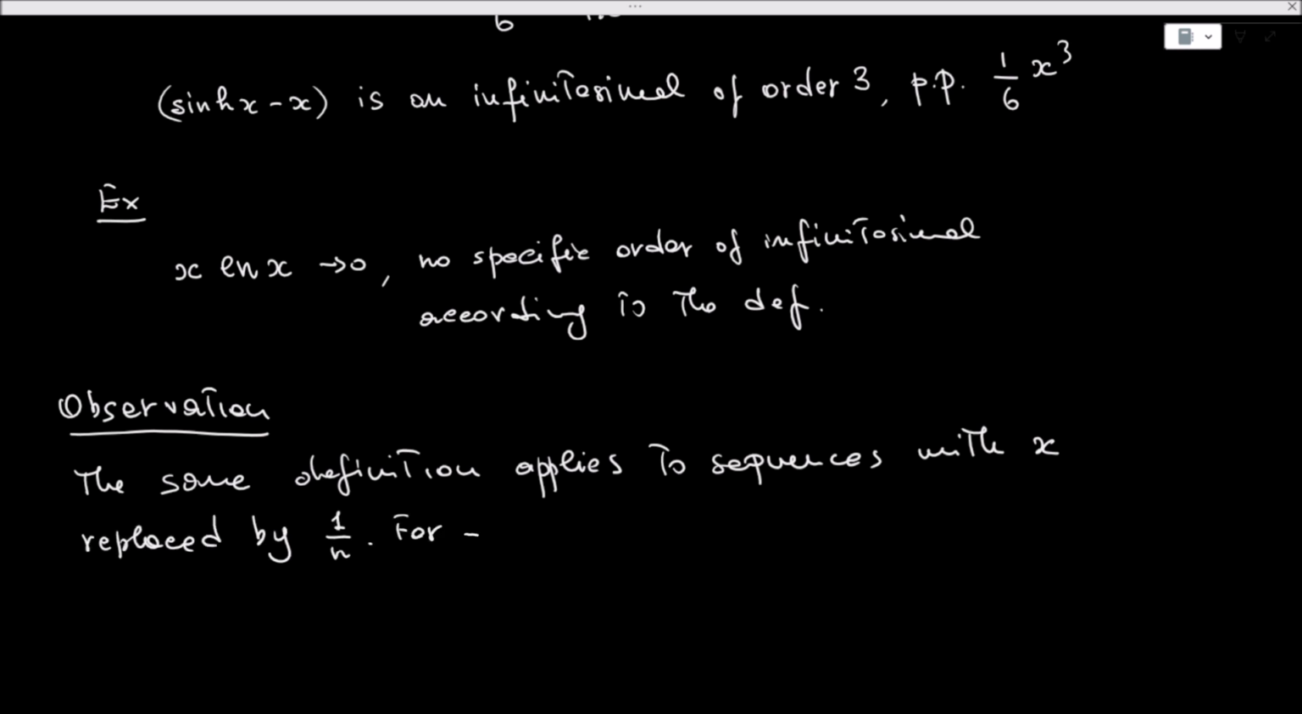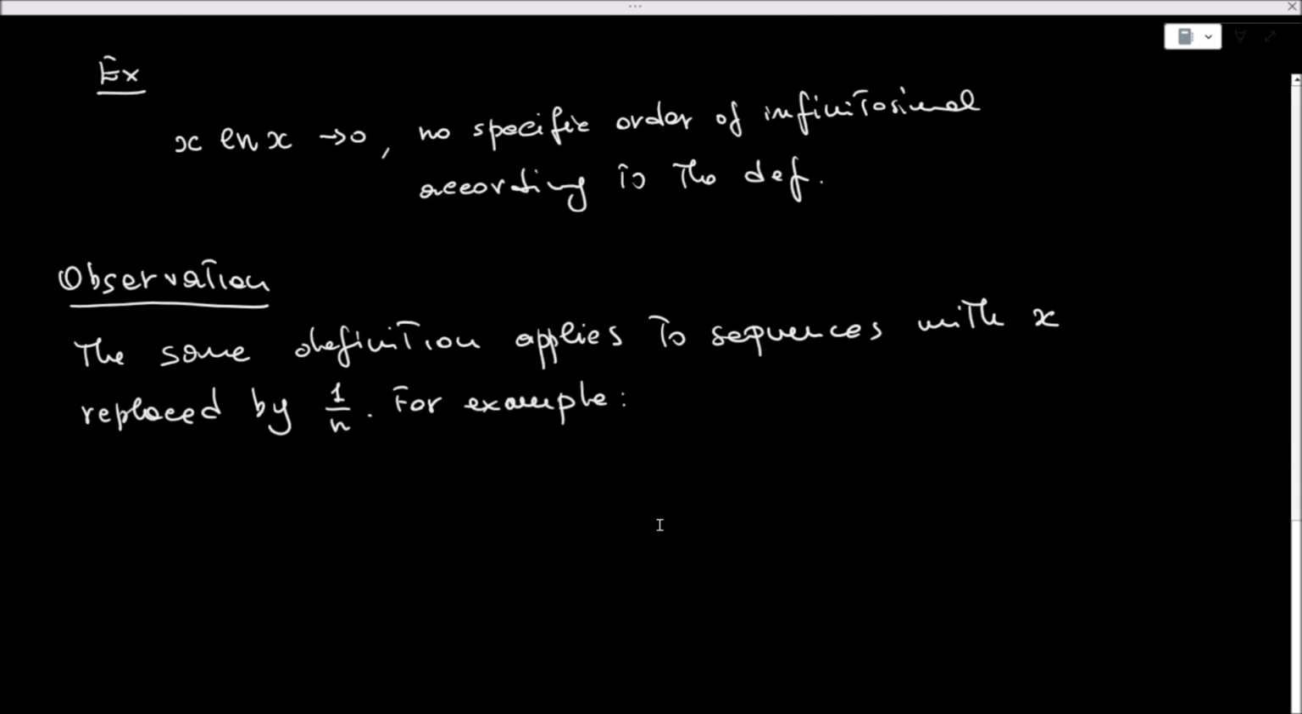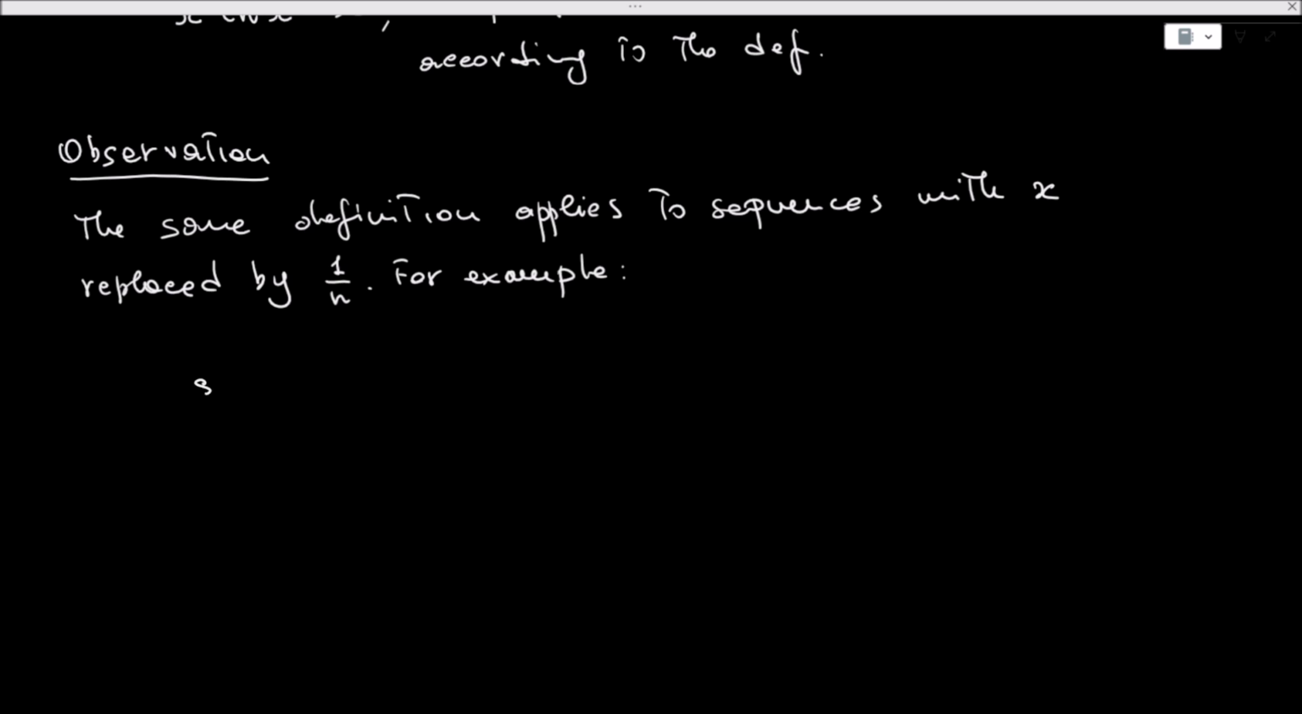For example, consider this sequence: sine of 1 over n. For n that goes to infinity, of course 1 over n goes to 0, so sine of 1 over n is an infinitesimal. And we know that these can be approximated with 1 over n, all raised to the 1. So clearly we see that we have an order of 1 and principal part equal to 1 over n.